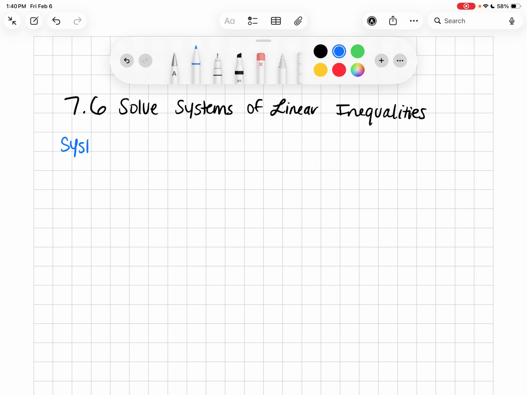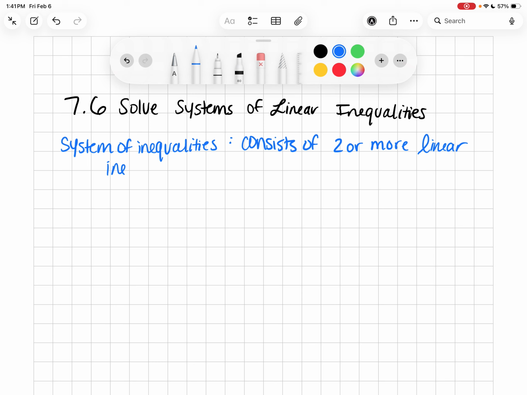A system of inequalities consists of two or more linear inequalities in the same variables. That just means they both have to be like x and y or something like that. They can't be like x and y and u and v or something.